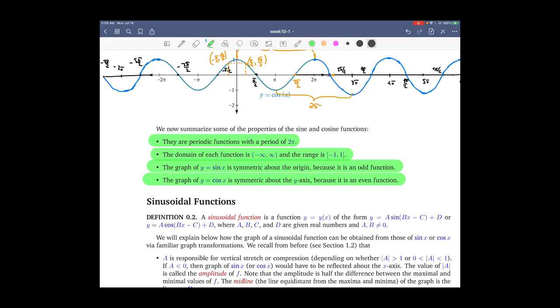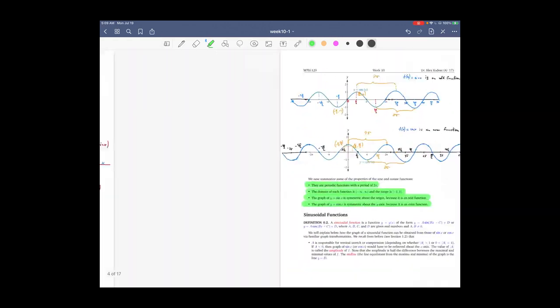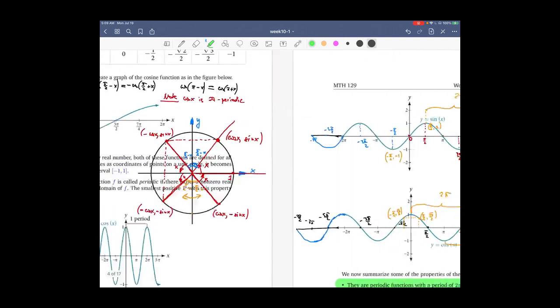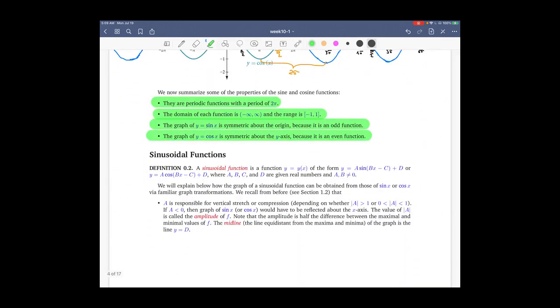All right. We talked about periods. We talked about symmetries. Let's now talk about the so-called sinusoidal functions, which are simply graph transformations of sine or cosine. So a sinusoidal function is a function of the form a times sine of bx minus c plus d, or a times cosine of bx minus c plus d.